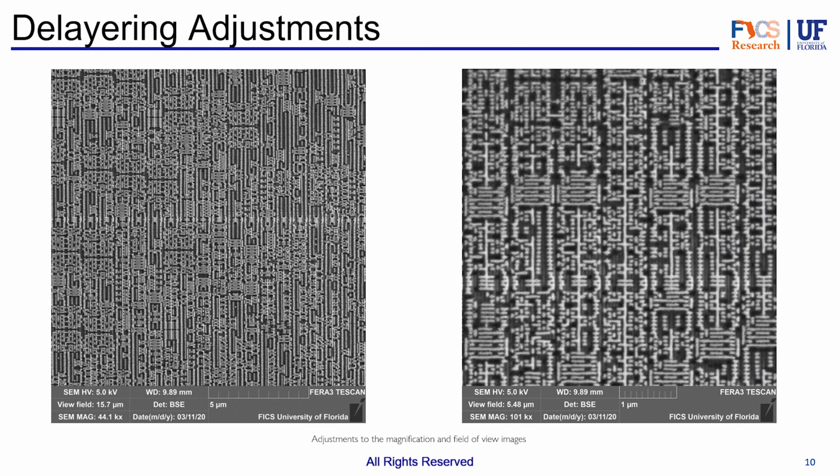Again, here are some more images of our 14 nanometer technology. In this image on the left, you can see that we have a wide field of view and a small magnification, and then to our right we increase our magnification and decrease our field of view. Now these images are not the clearest, but we're trying to get clearer.